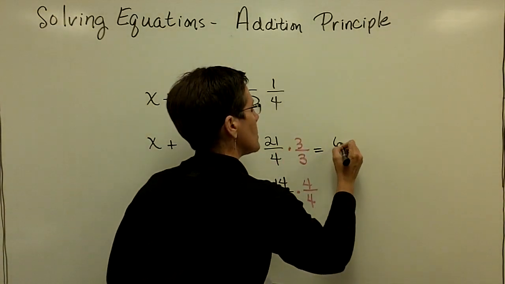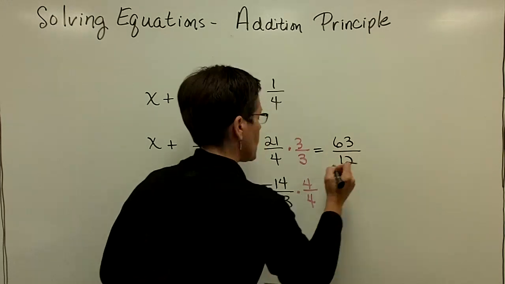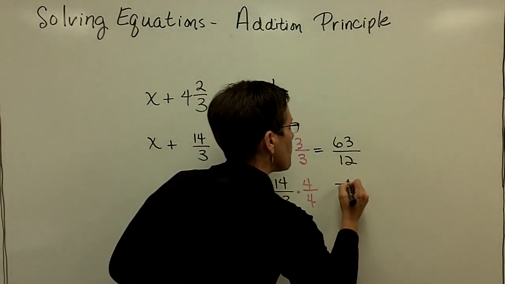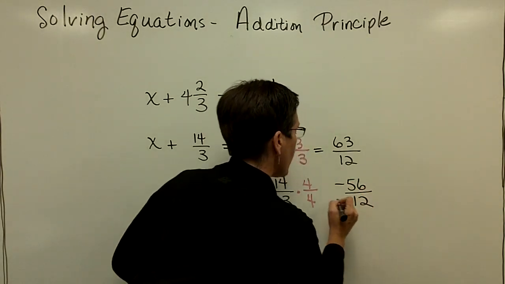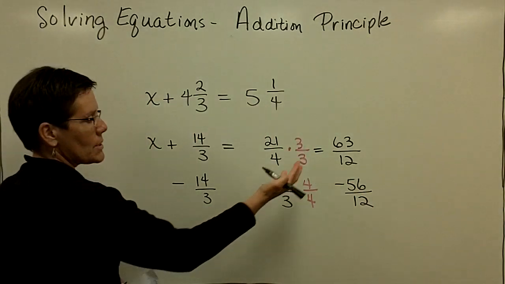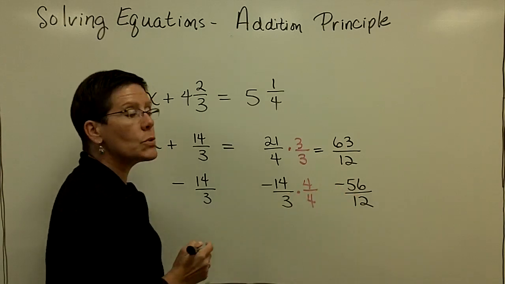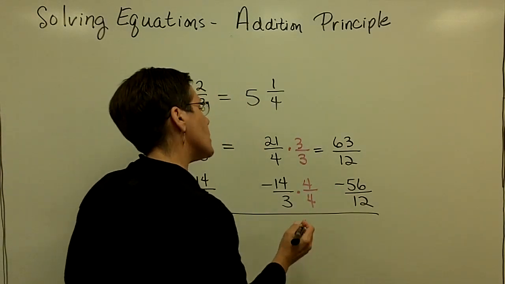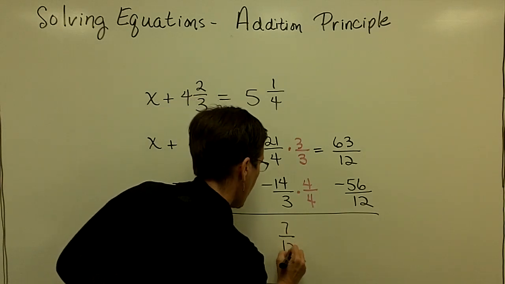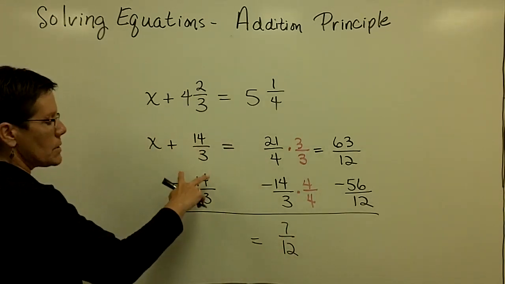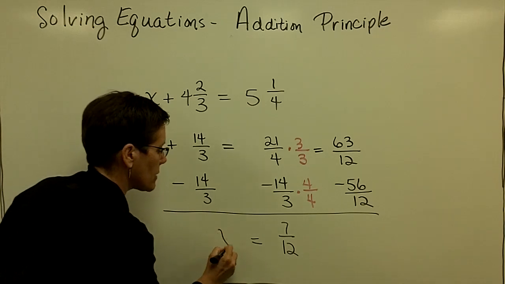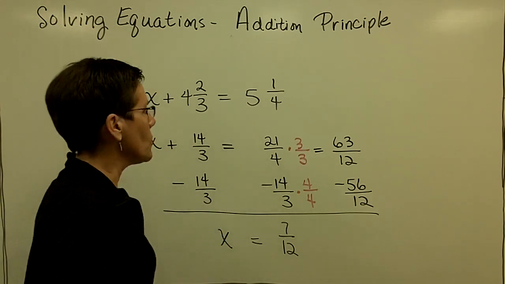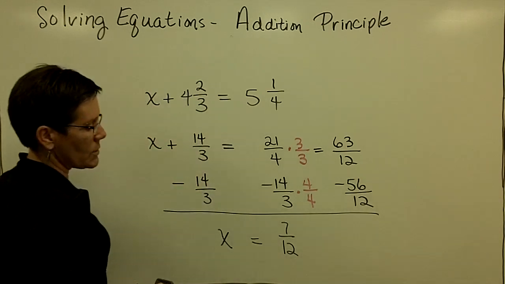Upstairs here I'll have 63 twelfths. Right here, let's see, 56, that's a negative 56 twelfths. And I want to go ahead and take the positive 63 twelfths and subtract the 56 twelfths, and I'm going to get 7 twelfths. Again, those add to be 0, and I have isolated the variable x. X is equal to 7 twelfths. Hopefully I can do a real quick check. So there's my answer, 7 twelfths.